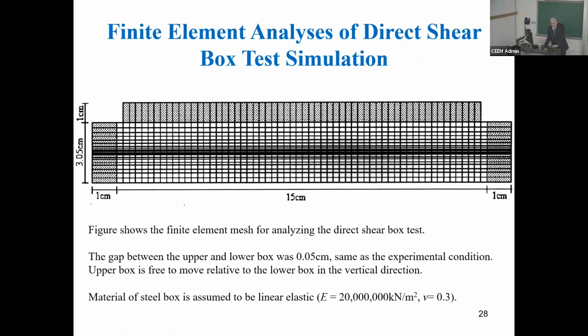Just show finite element analysis of direct shear box test simulation. So the gap between the upper and the lower box is 0.05 centimeter. The upper box moves horizontally and vertically. Material of the box is linear elastic.